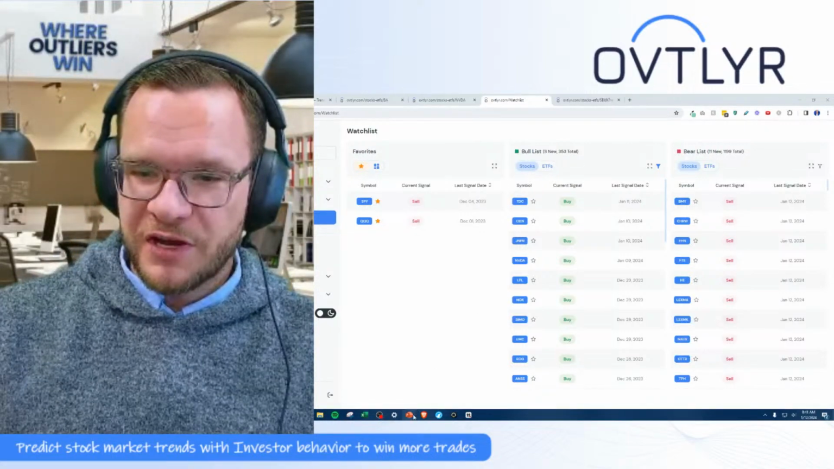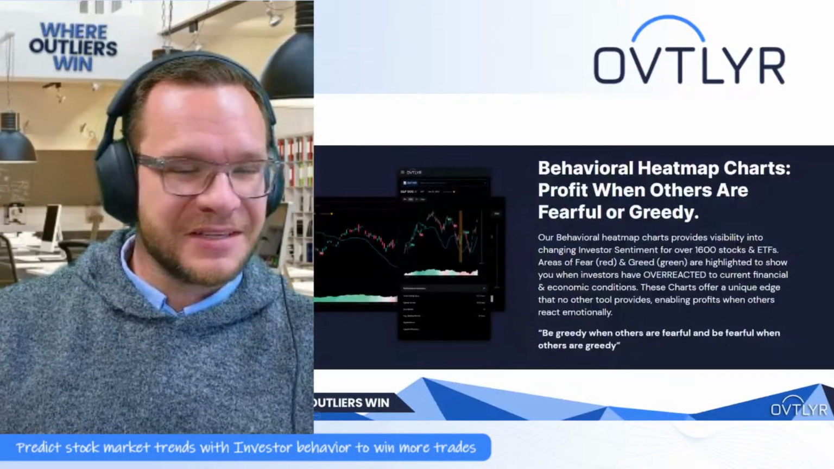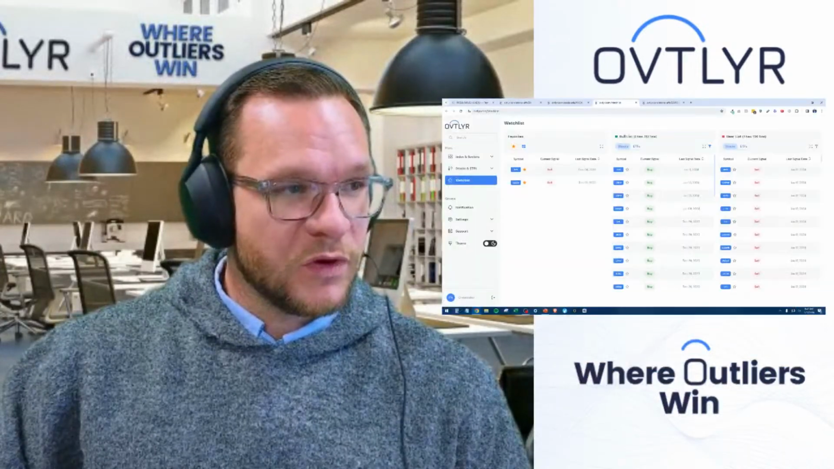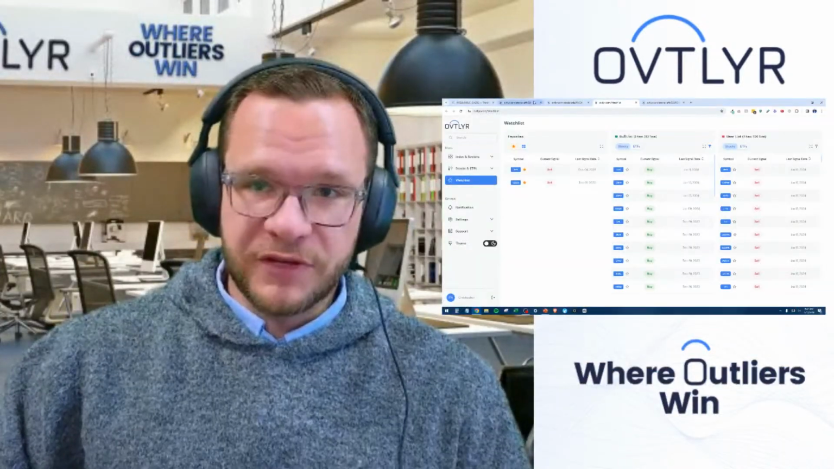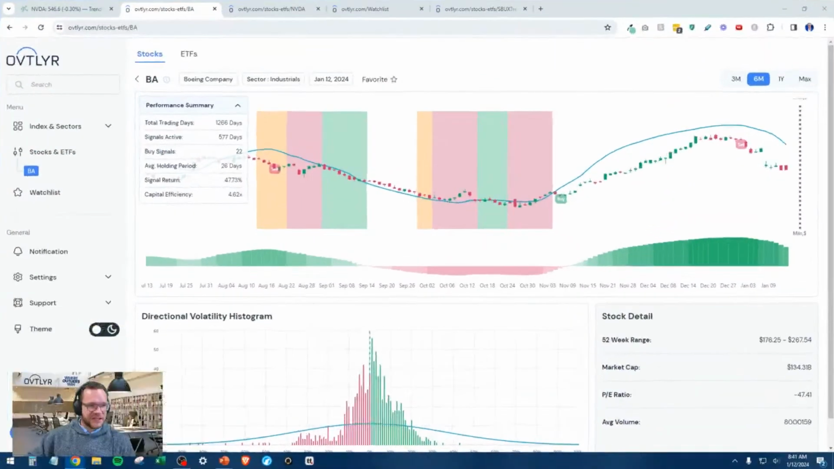So let's move on to the next best part of OVTLYR, which is the behavioral heat map charts, which is how we use it to profit when others are fearful or greedy. I love the behavioral heat map charts. Personally, I use this as one of my exit criteria for everything. So if you want to take a look at Boeing, Boeing is a perfect example of how we use the behavioral heat map charts, right?